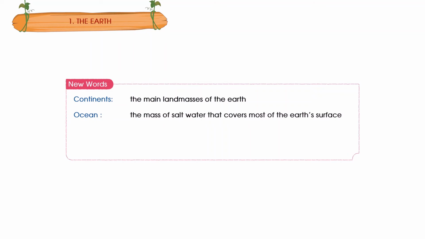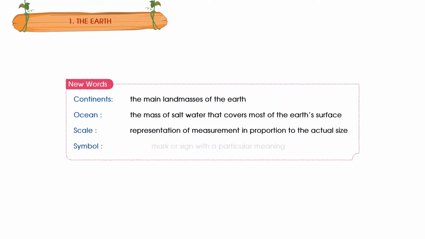New words. Continents. The main land masses of the earth. Ocean. The mass of salt water that covers most of the earth's surface. Scale. Representation of measurement in proportion to the actual size. Symbol. Mark or sign with a particular meaning.